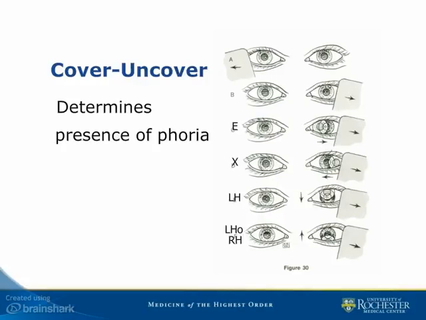So the top two slides, A and B, take the cover away from the right and left eyes. There's no movement. So this patient is orthophoric. In slide C, when you take the cover away from the left eye, there's a refixation movement outwards to have a fusion, and this is an esophoria. In slides D, E, and F, you have also movements in for an exophoria, down for a left hyperphoria, and up for a left hypophoria. So these are all tests demonstrating the presence of a phoria.